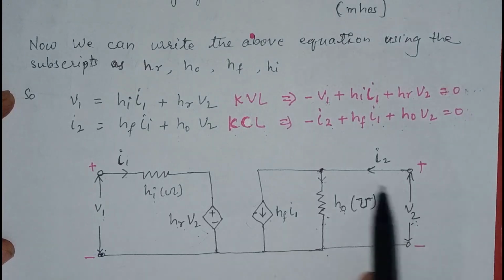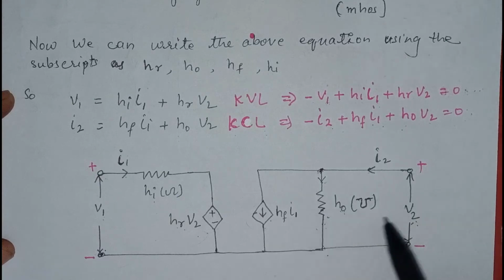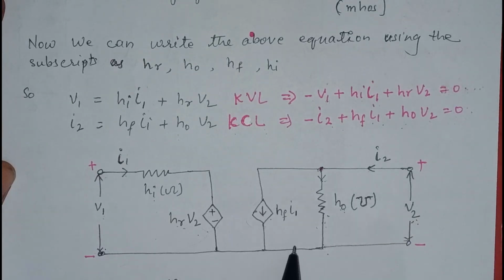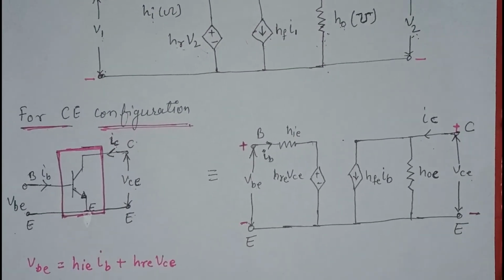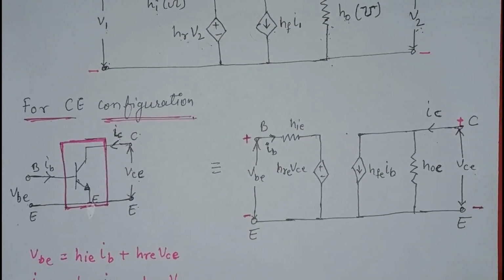Now this complete circuit is known as the transistor hybrid model. This is the general model for every transistor configuration. We have to just add the subscript for a particular transistor configuration. First we will see the transistor configuration CE.